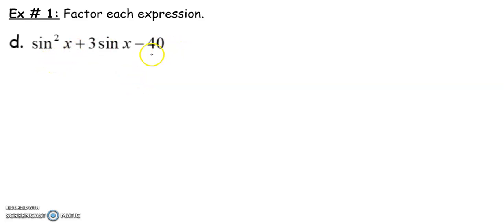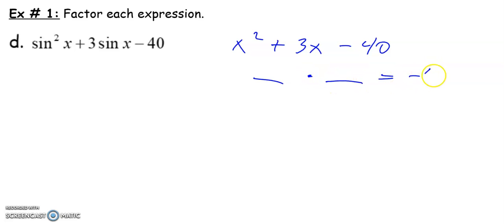Just because we're throwing in our sine terms, it doesn't matter. You can look at this as saying x squared plus 3x minus 40. The sine squared x is going to act as my x squared, sine x acts as my x, and then we're going to minus 40. So we're going to ask ourselves, what two numbers multiply together to give me negative 40, and the same two numbers add to give me a positive 3.